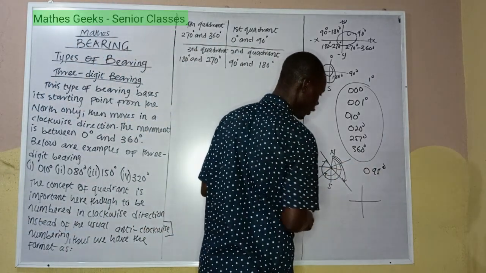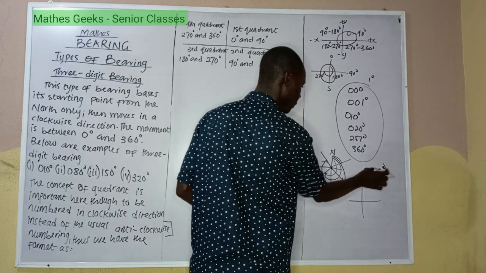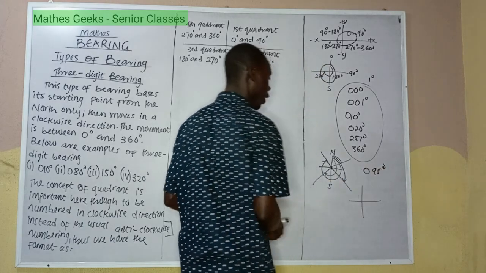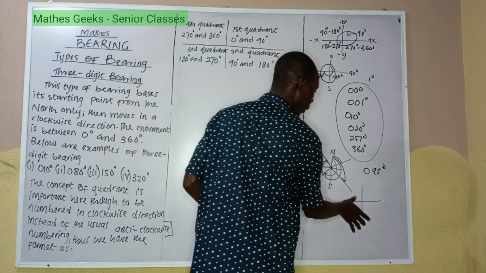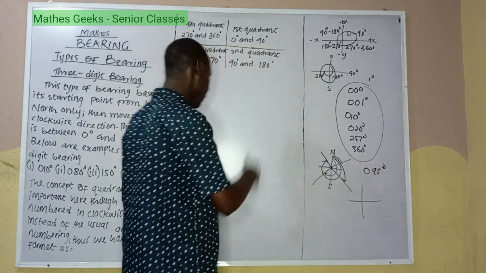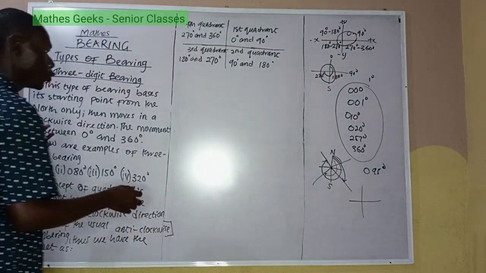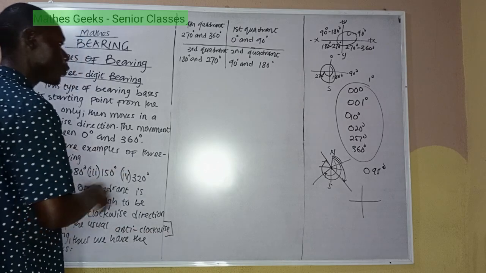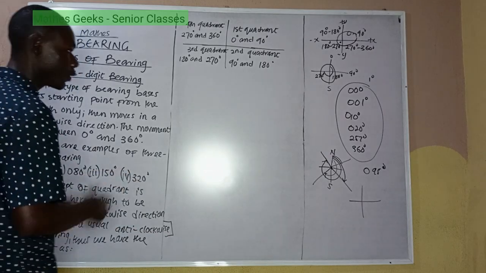So in this way, I'm going to be using my compass bearing to convert 3-digit bearing to compass bearing, and also how we can convert from compass bearing to 3-digit bearing, so that when you are solving questions on bearing, you will be required to convert from one form to another. You will not be at a loss to do that when the time comes.